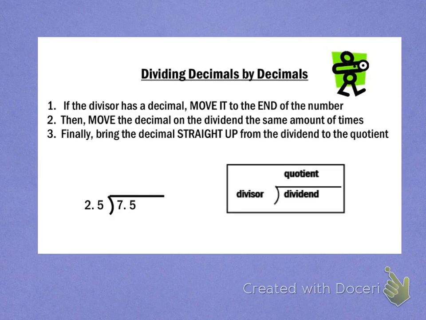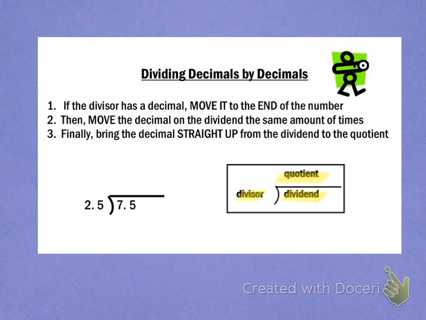Number 1 is if the divisor has a decimal, move it to the end of the number. That's the number on the outside of the box, the divisor. Then move the decimal in the dividend the same amount of times. Finally, bring the decimal straight up from the dividend to the quotient.